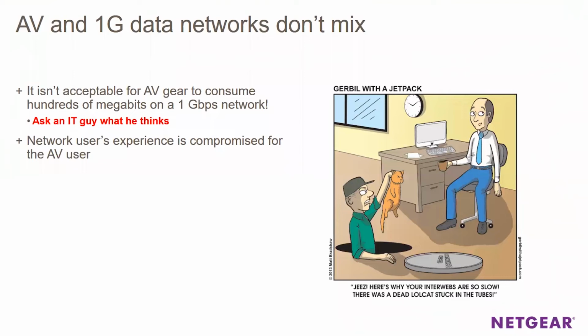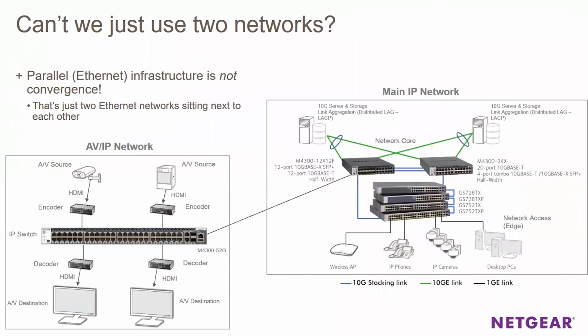Why? Because there is not even enough space left for typical current IT applications over 1 gigabit per second networks. There's almost nothing left for video distribution, okay? So it's absolutely impossible to use an existing 1 gig network in order to have that AV distribution happening through it. So, of course, we could then dedicate an AV network, right?